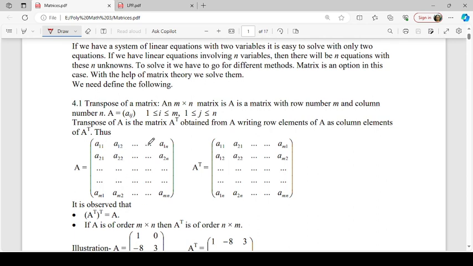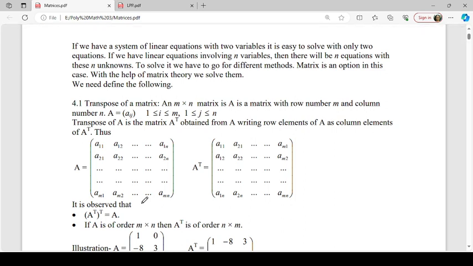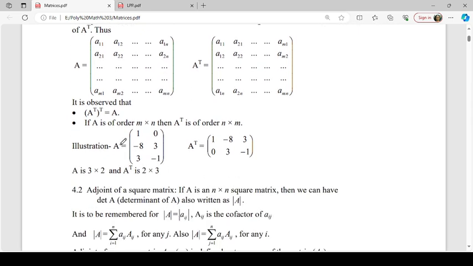So these are rows and these are columns. So the number of rows is M here and the number of columns is N here. Two suffixes are there for every entry. The first one is the row number and the second one is the column number. Then the transpose is this: rows we write as columns, and columns we write as rows. Again, the transpose of the transpose is the same, original matrix.